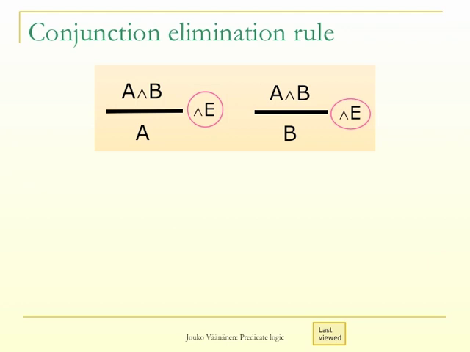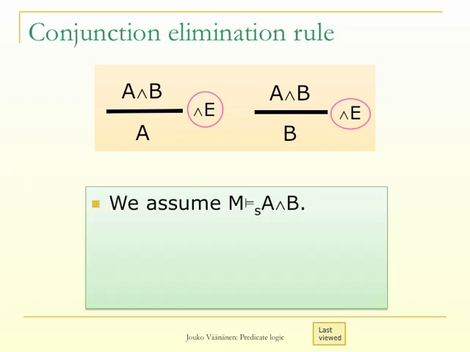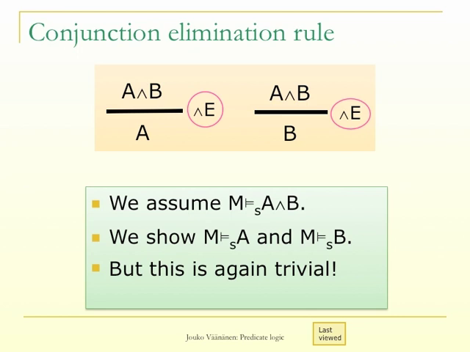Then the conjunction elimination rules. Suppose S is an assignment that satisfies in M the assumptions B1 to Bn. We assume S satisfies in M A and B, and we show that then S satisfies in M A and S satisfies in M B, but this is again entirely trivial.